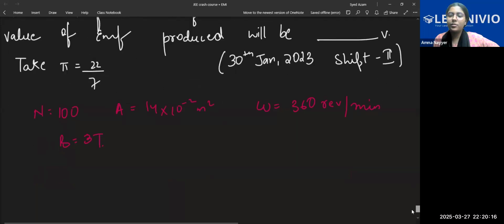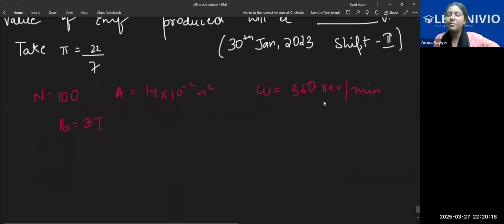So it's a question from 30th Jan 2023's paper, shift 2. See, these kinds of questions are also asked in JEE. This is just a basic formula-based question. Value of EMF is NBA omega, and it is saying maximum value of EMF. When will you get the maximum value? NBA omega, when your cos 0 degree is present, that is 1, right? So this will simply be NBA omega.